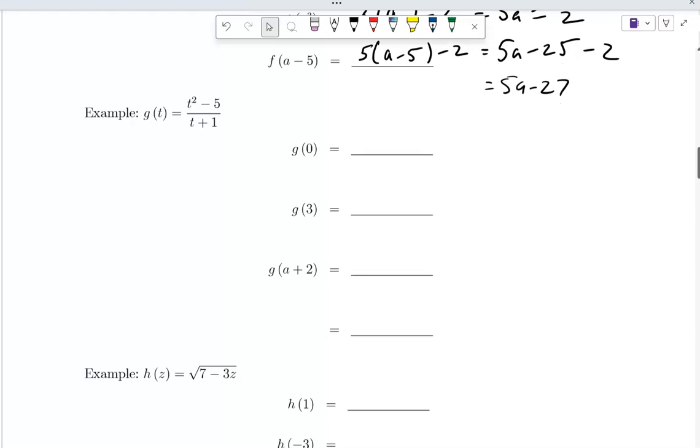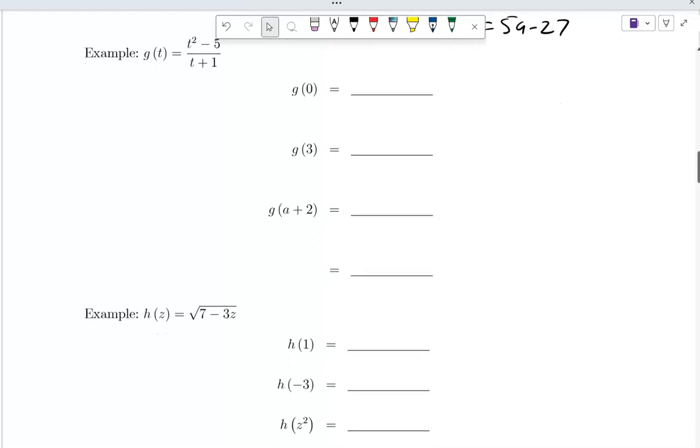All right. Work on the next one for a minute. Just the g of t. Just work on that one for a minute. And then we'll come back and talk about it together.